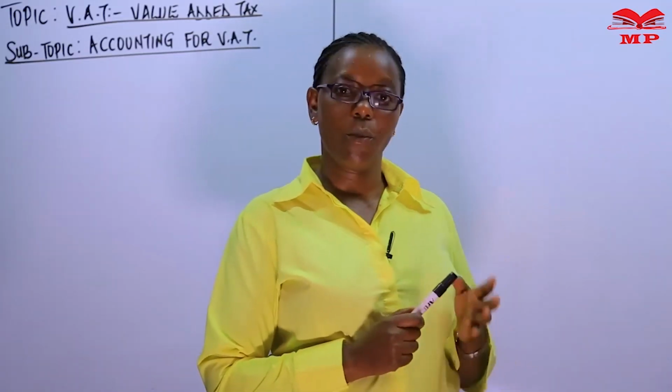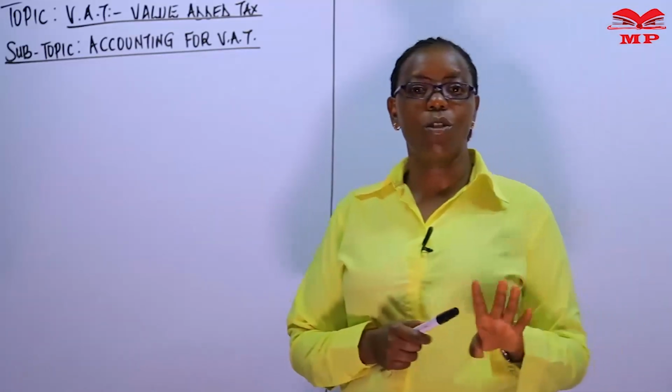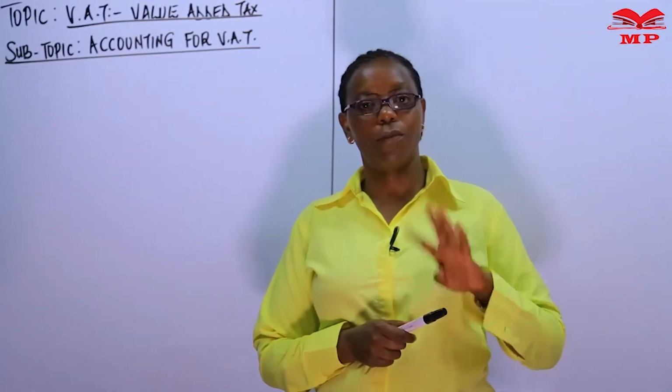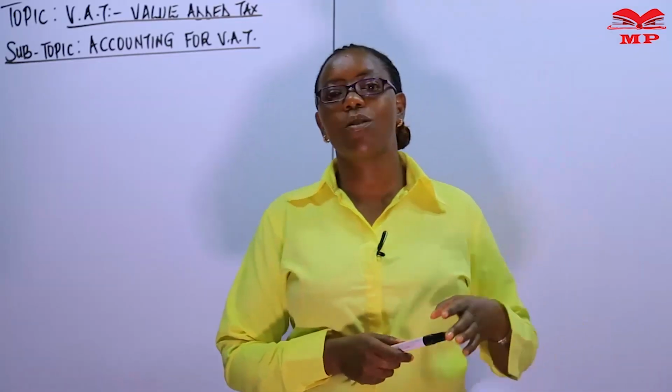So we're going to carry on from there, and for today we're going to look at accounting for VAT. There are four main things that you need to consider when you're accounting for VAT. Like we had said earlier, everything in VAT is going to be guided by the Act, which is an Act of Parliament that has already been passed.